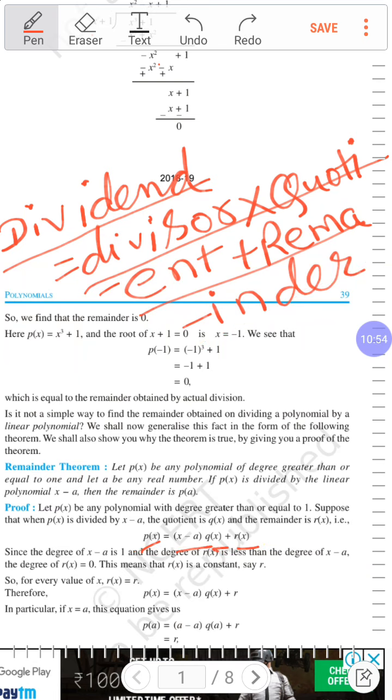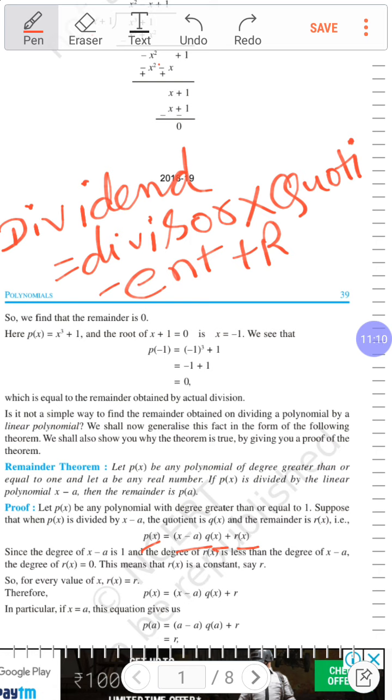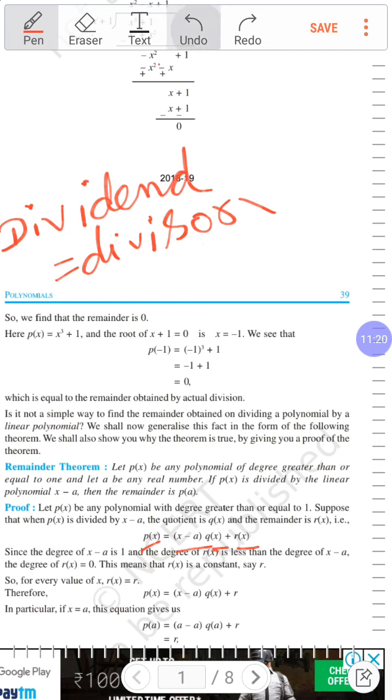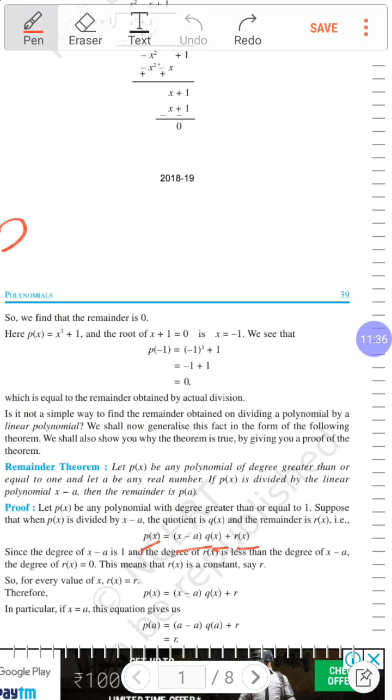Since the degree of x - a is 1, as you can see, it is a linear polynomial, so its degree is 1, and the degree of r(x) is less than the degree of x - a. The degree of the remainder will be how much? Less than the degree of the divisor. Students, keep this in mind: always the degree of the remainder will be less than the degree of the divisor. If the divisor is a linear polynomial, then the remainder should be a constant polynomial.